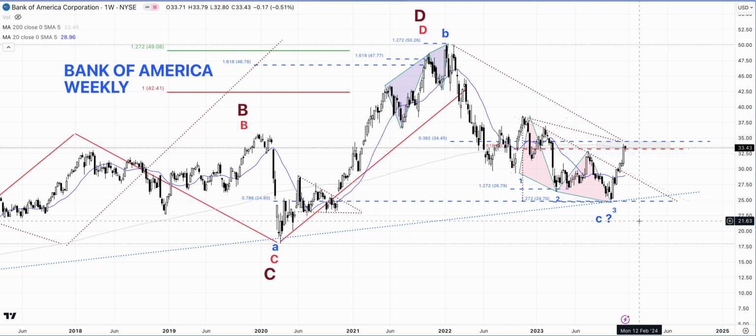And then of course we have to pay attention to the price at lower time frames, such as the daily time frames, to see whether this support is likely to get respected or not.